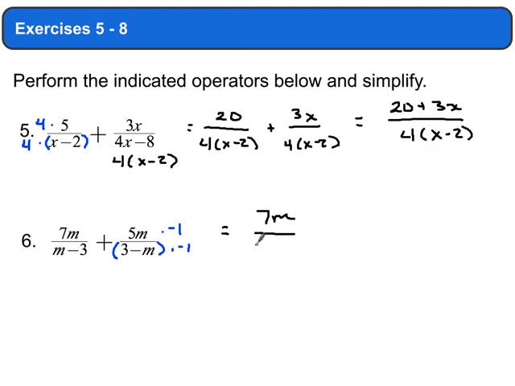7m over m minus 3. We'll keep our plus sign for now. -1 times 5m is -5m. And then -1 times 3 is -3, and -1 times -m is m. In other words, mathematically, that reverses these two values, so it says m minus 3. And so 7m plus -5m is 2m, and we leave that over m minus 3.